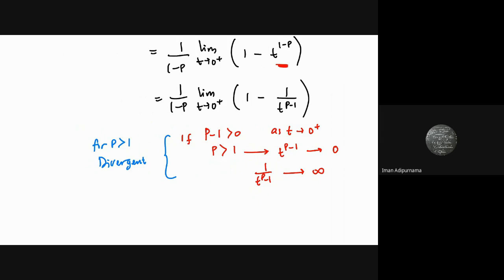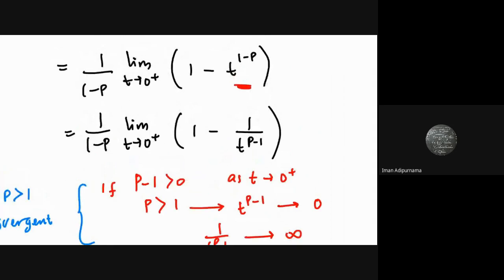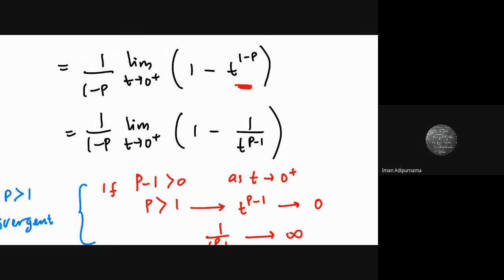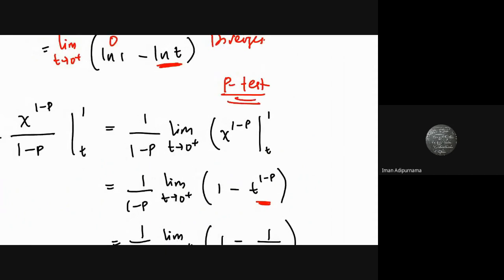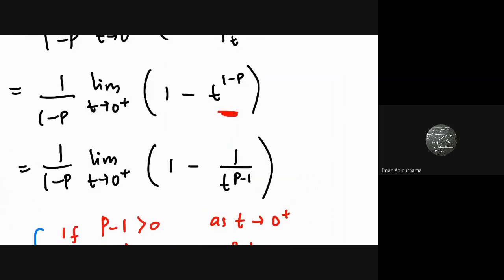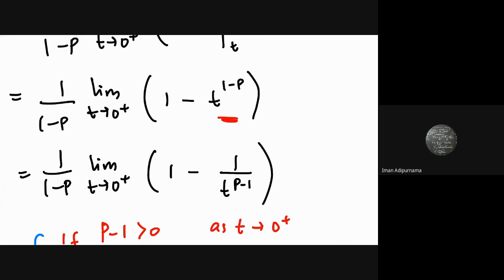Okay, so the key for the p-test. This is usually what we call the p-test. So the key is to observe p. In here, it will usually take a form like this, and you need to notice there will be a plus or minus sign.